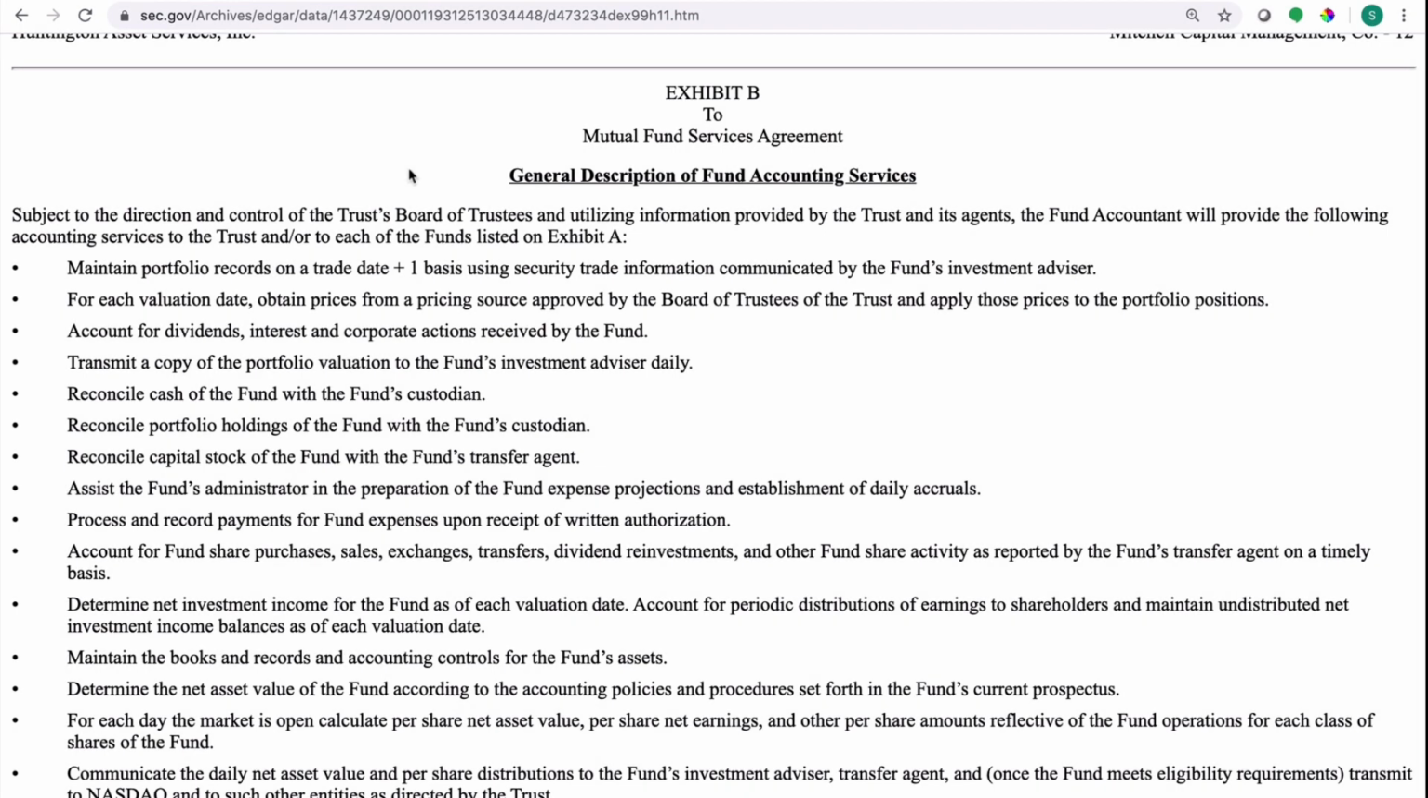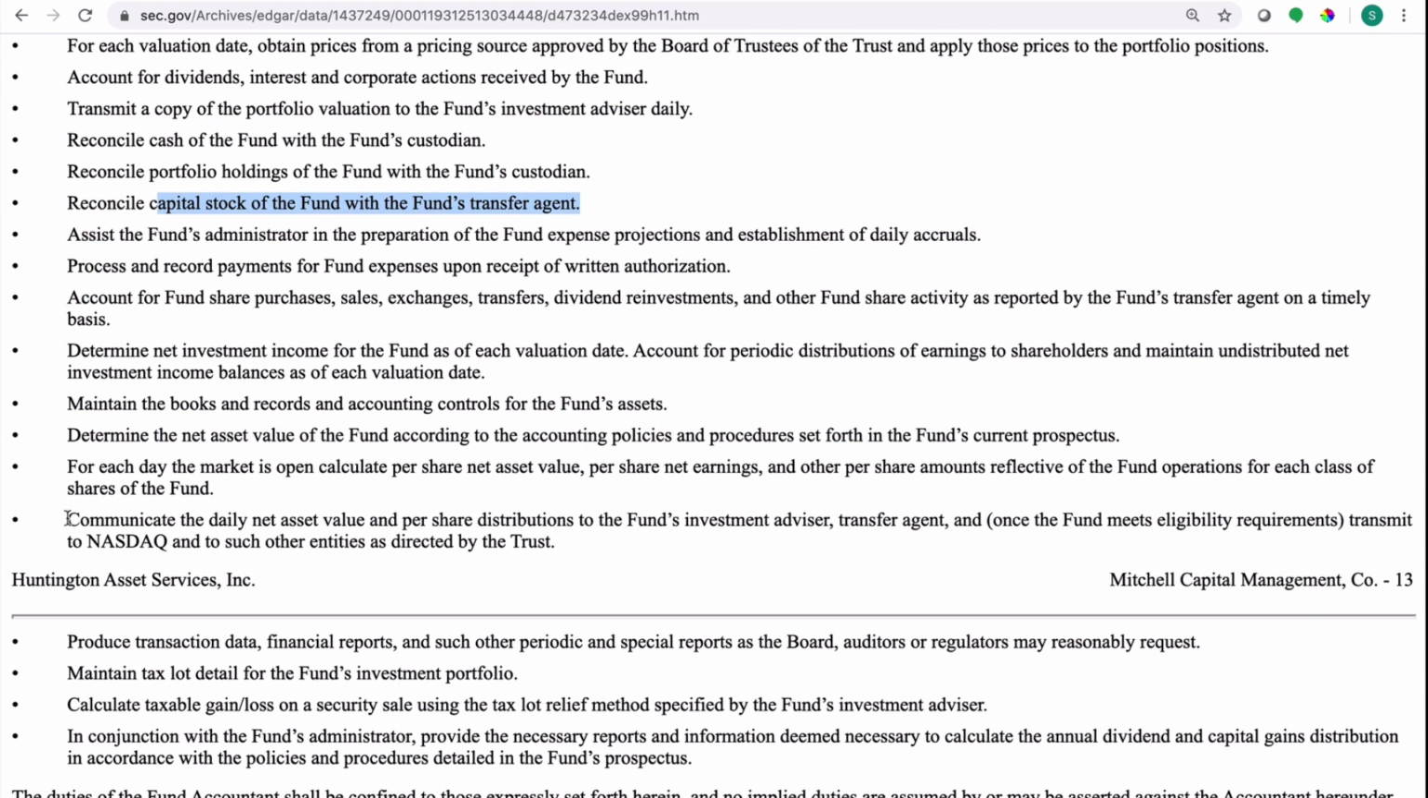This is a typical contract between the mutual fund and the fund accounting service provider. The fund accounting service provider maintains portfolio records on trade date plus one and does valuation on the prices obtained from sources like Bloomberg or Reuters. He does reconciliation of the cash and the portfolio holdings with that of the fund's custodian and capital stock activity with that of the fund's transfer agent. But the most critical function the fund accountant performs is to daily value the net asset value of the securities and distribute the NAV to entities like NASDAQ.